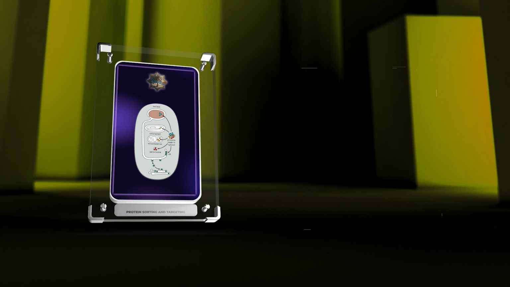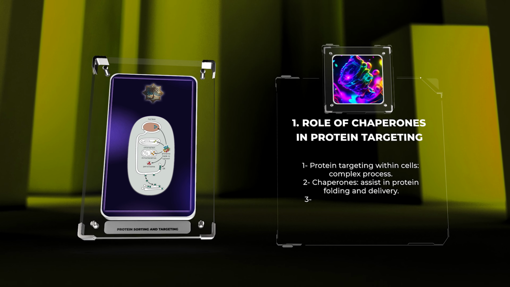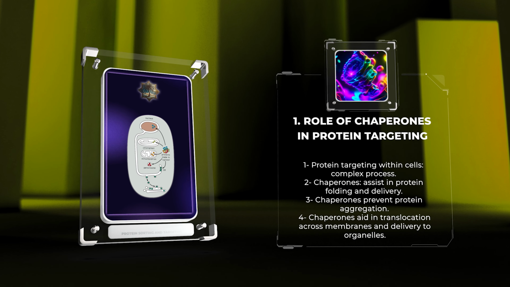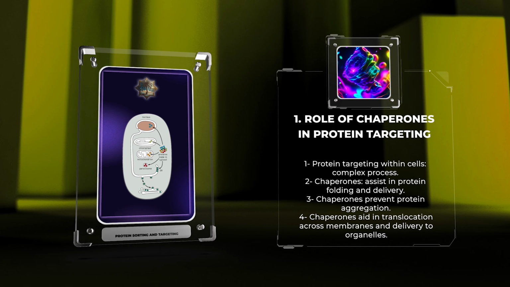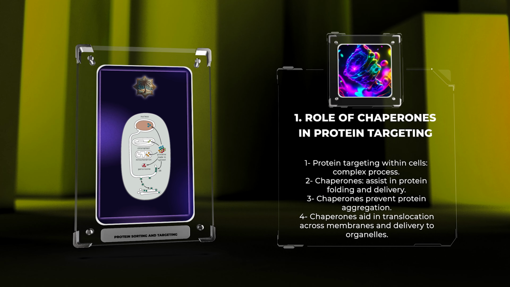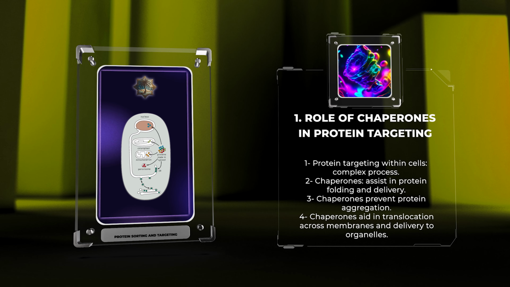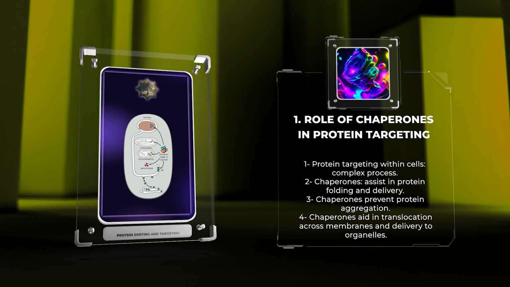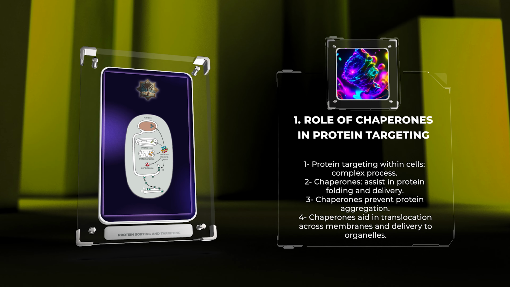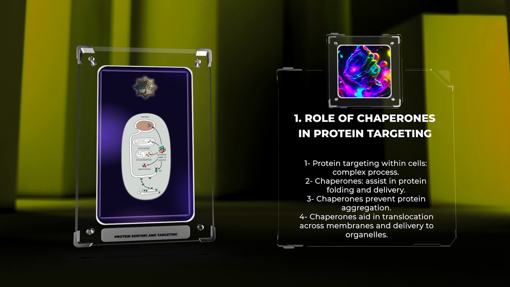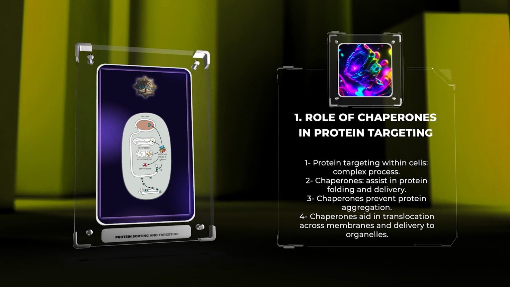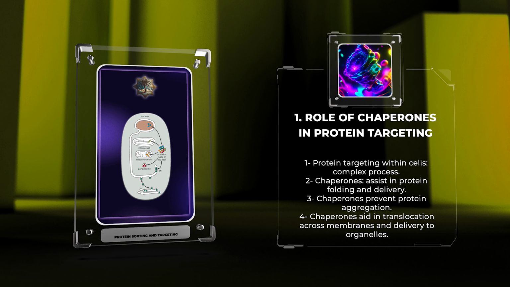Let's start. Protein targeting within cells is a complex process that requires chaperones, specialized proteins that assist in protein folding and delivery. Chaperones recognize specific regions on newly synthesized proteins and prevent their aggregation. They also aid in translocation across membranes and delivery to organelles. Dysfunction of chaperones leads to protein misfolding diseases, emphasizing their importance in maintaining cellular protein homeostasis.